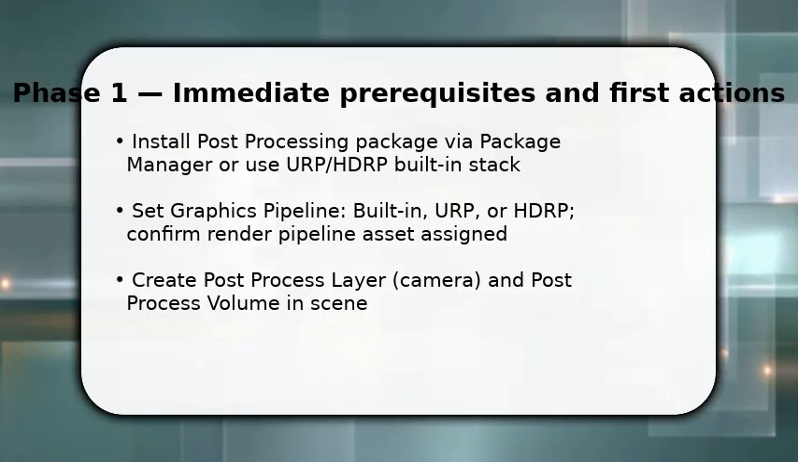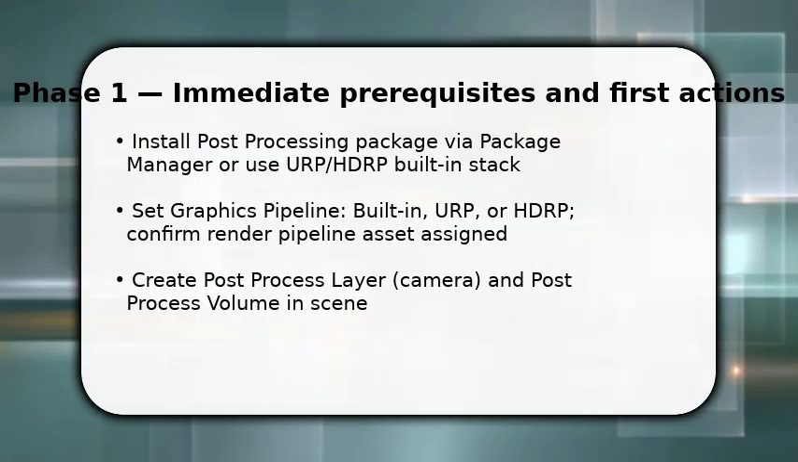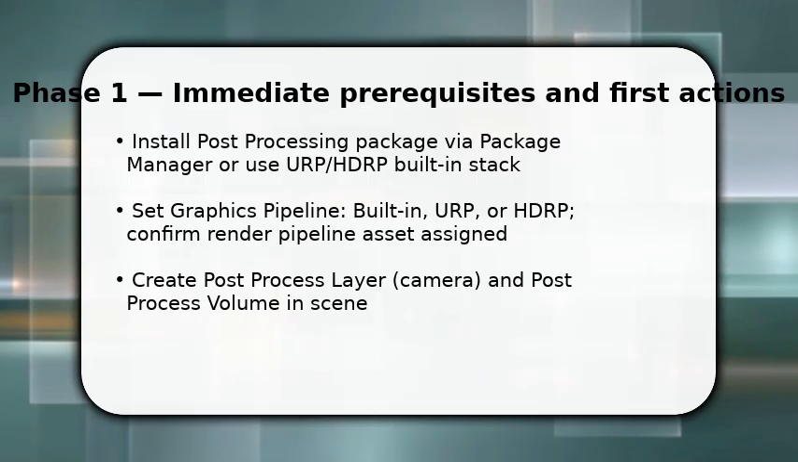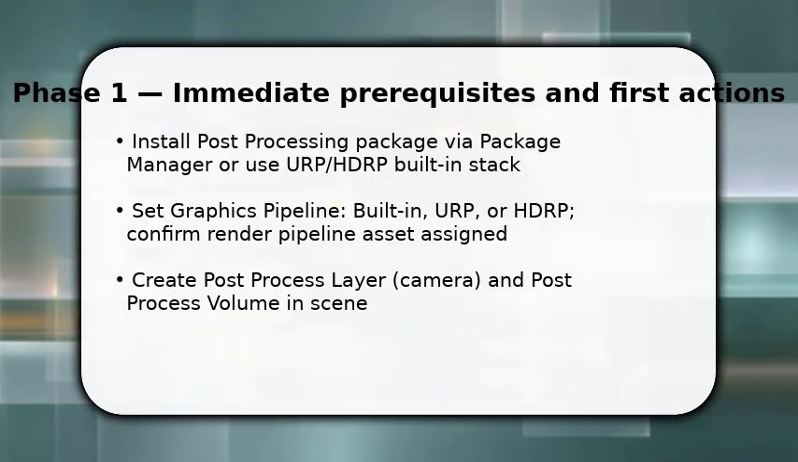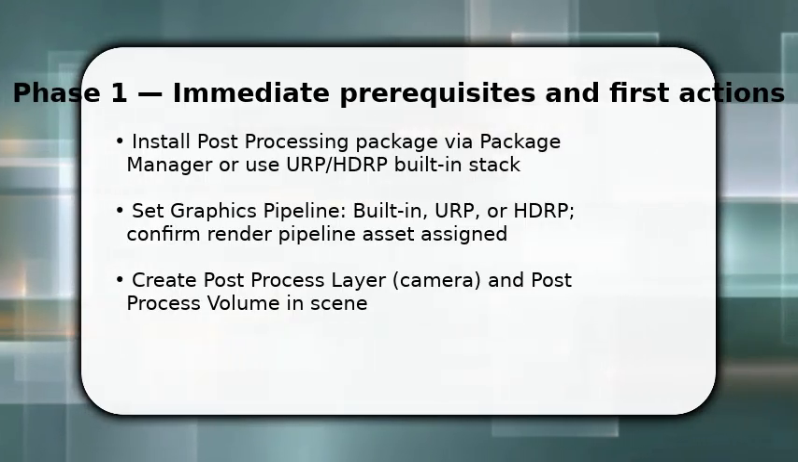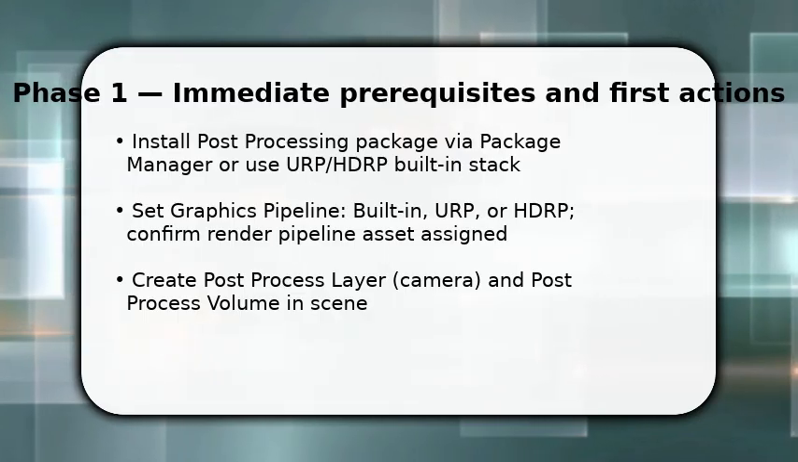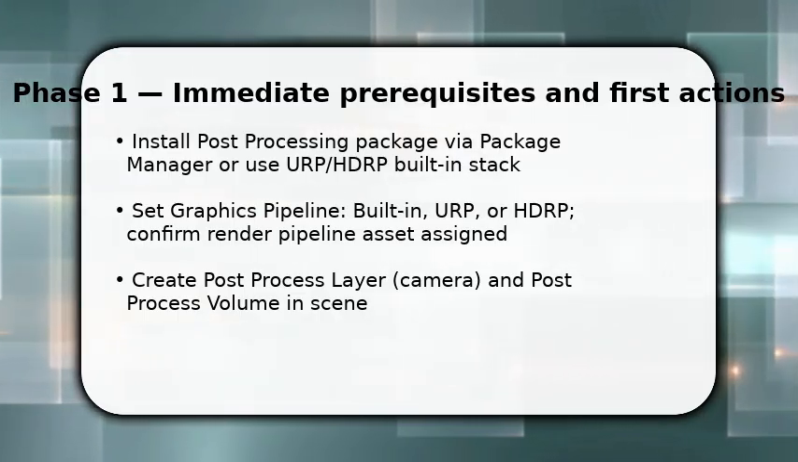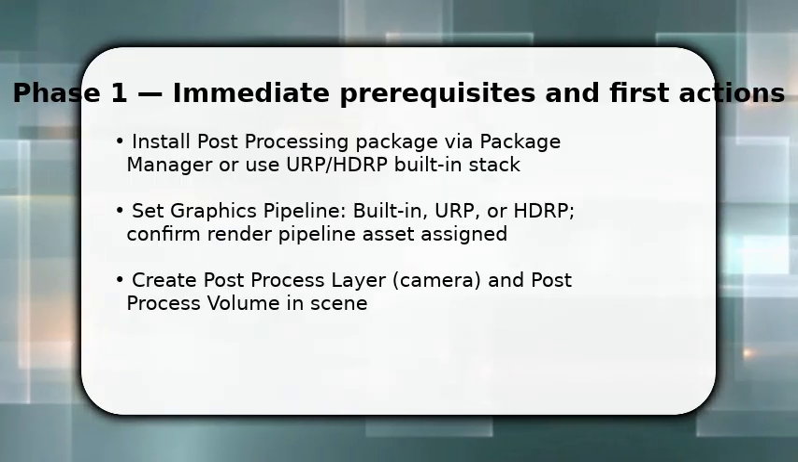You start by confirming prerequisites: project render pipeline, post-processing package, and a target camera. Open Package Manager, install post-processing if needed, then assign the correct render pipeline asset. Once done, add a post-process layer component to your main camera and set the layer to a dedicated post-processing layer.